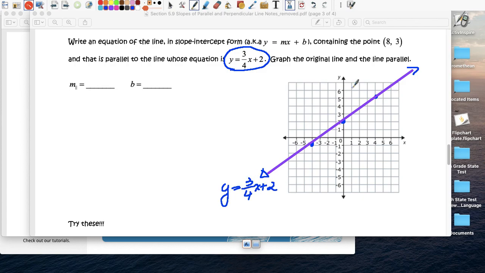Okay, so that's what we start with. Now we want to create the line that's parallel to that one. What do I know about that other line? Well, the only thing I know about the other line is that it's parallel to the purple line and it goes through (8, 3). So let me find out where (8, 3) is.